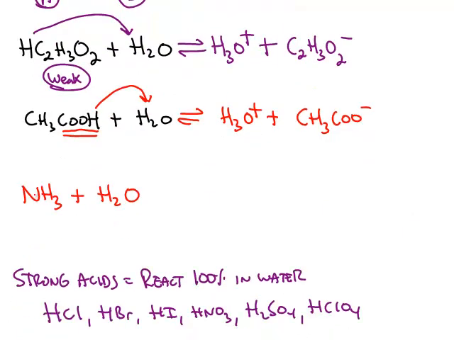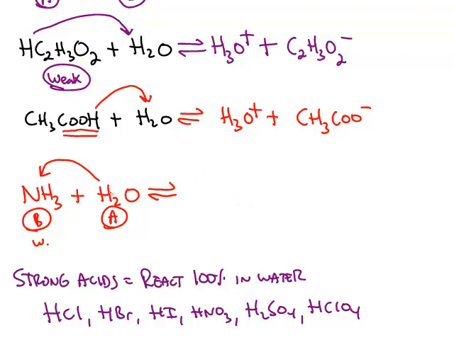Chemicals that contain nitrogen with the lone pair are typically bases. So NH3, instead of donating a proton to water, accepts a proton from the water. That makes water, in this case, the acid, and ammonia is the base. This is also a weak chemical, so we're going to write this with double arrows.